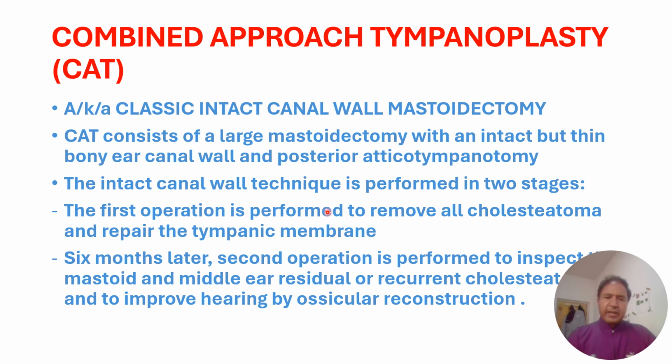The intact canal wall technique is performed in two stages. The first operation is performed to remove all cholesteatoma and repair the tympanic membrane. Six months later, a second operation is performed to inspect the mastoid and middle ear for residual or recurrent cholesteatoma and to improve hearing by ossicular reconstruction.